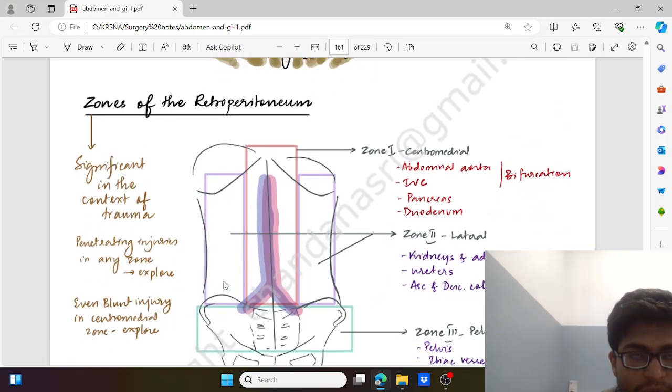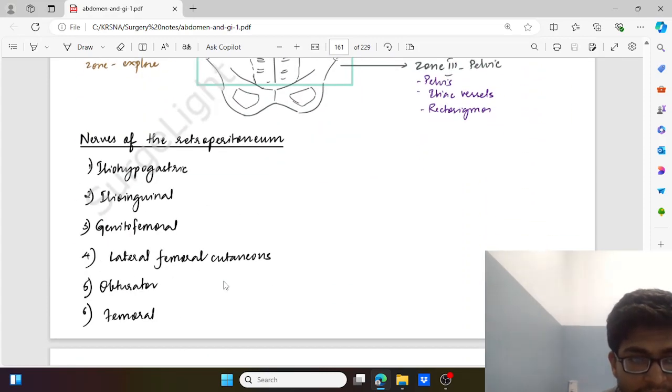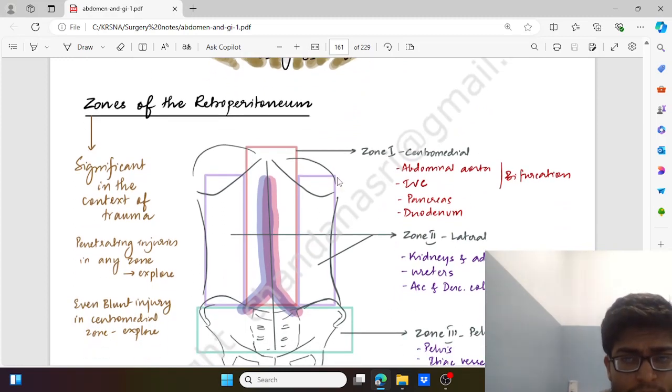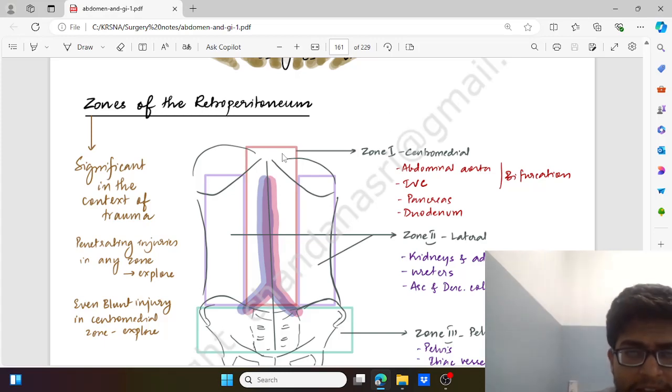Now considering the zones of retroperitoneum with regard to injury. What are the zones? There are three zones: 1, 2 and 3. Zone 1 is the centromedian zone, which is this part, which has the major vessels, the abdominal aorta with its bifurcation, the IVC with its bifurcation, and the pancreas and duodenum.